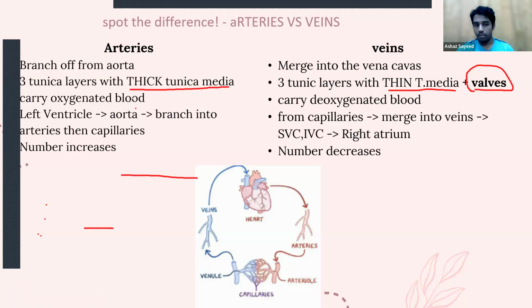Arteries carry oxygenated blood. Veins carry deoxygenated blood. And this is the pathway. Arteries start at the left ventricle at the aorta, and then branch into capillaries. Veins start from capillaries, and they merge into the superior vena cava and the inferior vena cava, and then the right atrium. Arteries start off fewer and their number increases. Veins start off more and their number decreases.